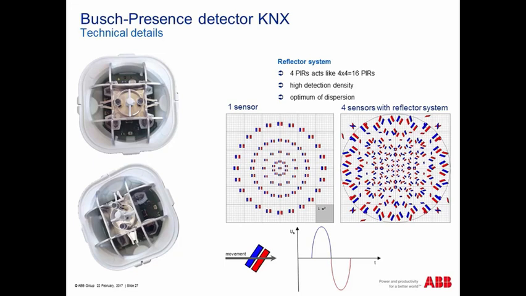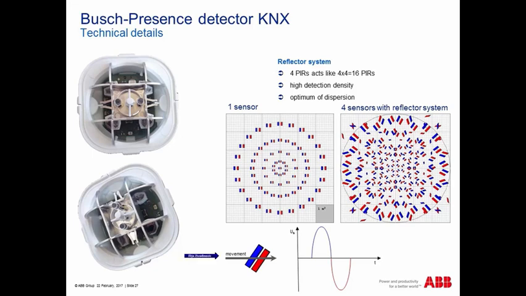Just to show what the reflector system is doing here inside. If you see this here, this is the detection range and the dispersion of one sensor inside with 4 sensors and with our mirror system. The 4 PIRs act like you have 16 here inside. That means you have a complete and optimum dispersion.